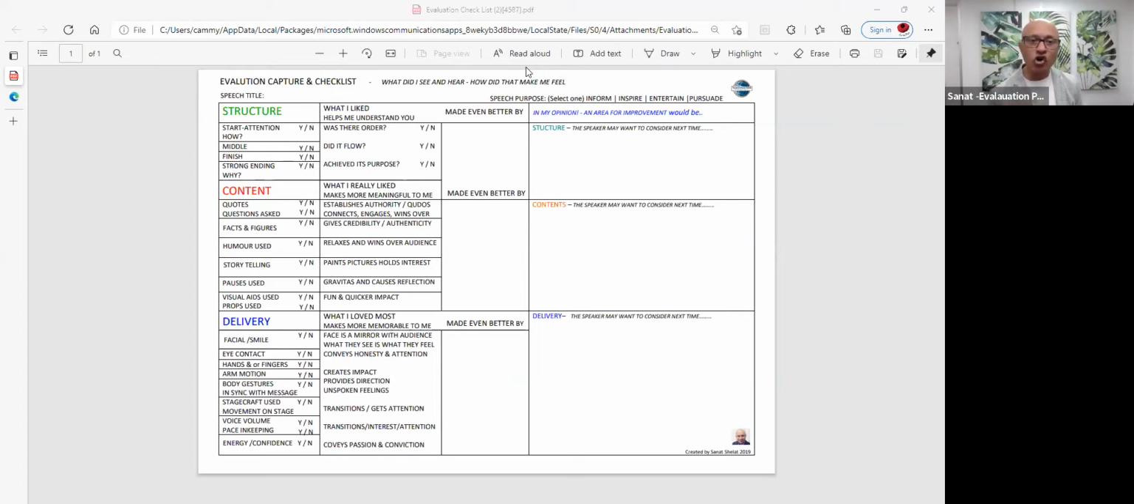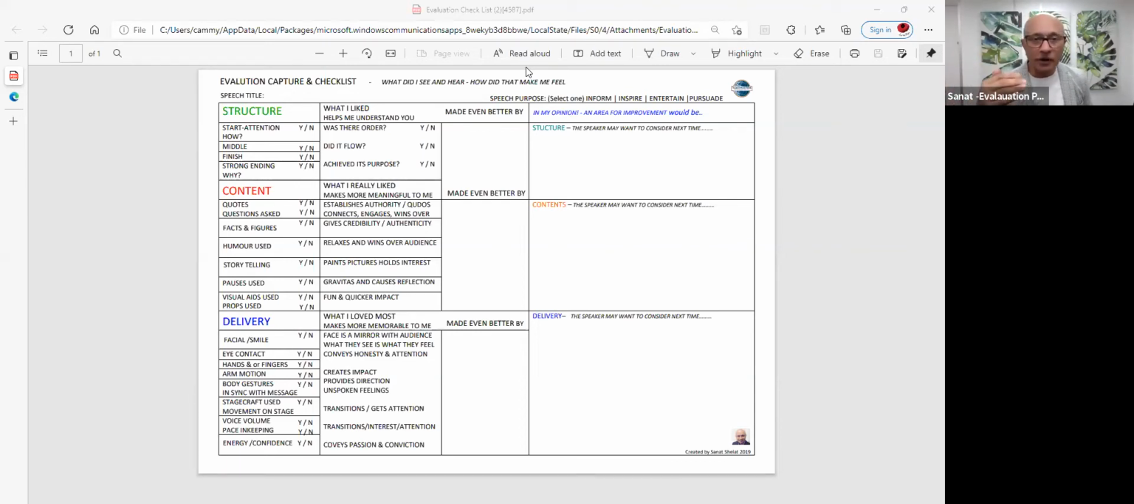And was there a strong takeaway at the end? Did it achieve its purpose? Did it flow? And was there an order? If there wasn't, and there were some no's, it could give you an idea on the right-hand side, a little area there to make as a suggestion.